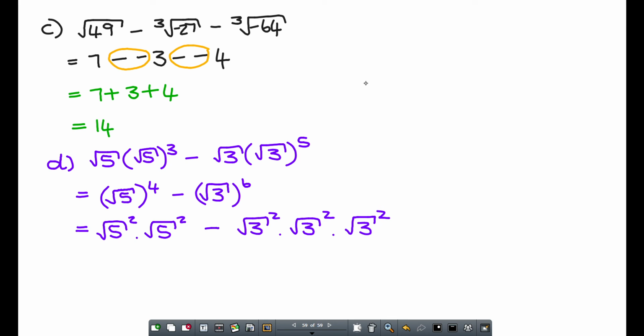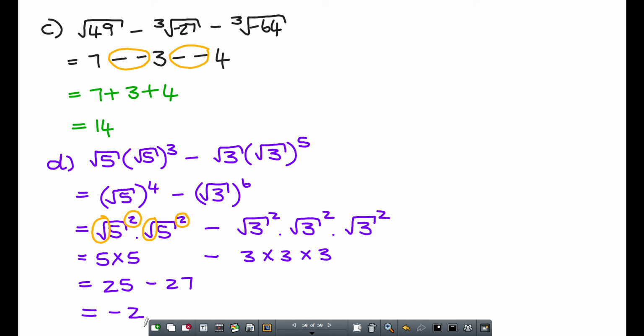Nice. Now I want you to see that that's square and this one is opposites. And it's going to be the same for all of them. Okay, so what's going to be left here is 5 times 5 minus 3 times 3 times 3. Okay, what's 5 times 5? Okay, and 27, so minus 2.